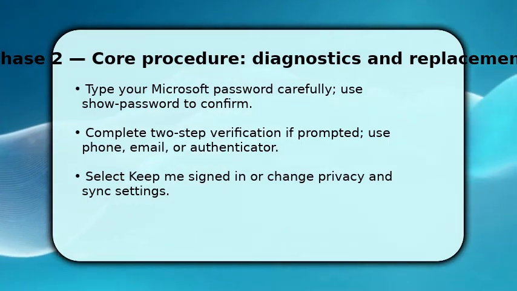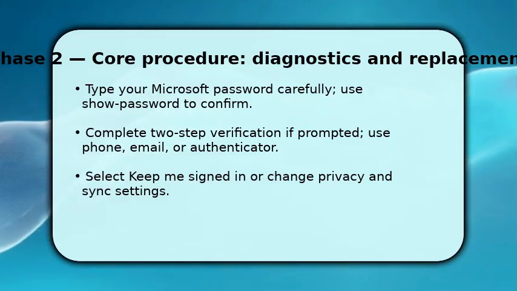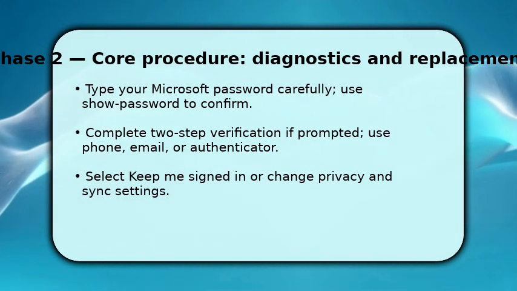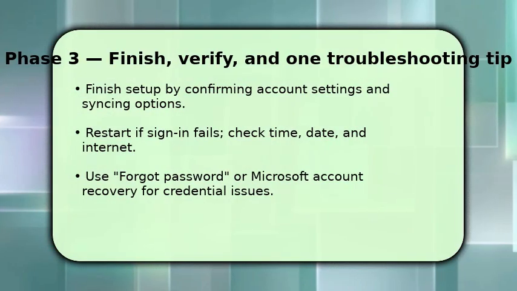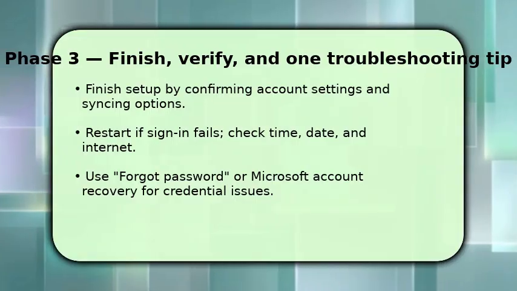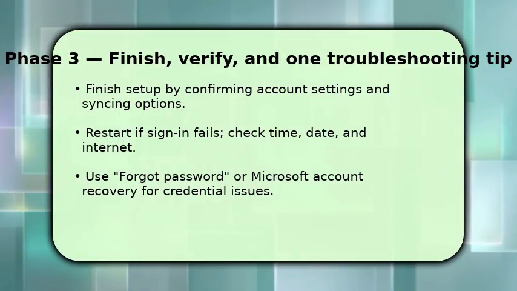These speed future access. Make sure to review sync and privacy options so your settings and files are saved to OneDrive if you want. If you see a Stay Signed In option, choose it only. To finish, confirm your account appears under your info and verify sync status in Settings. This confirms everything is linked.